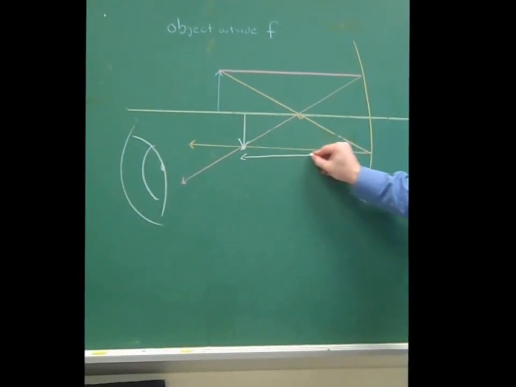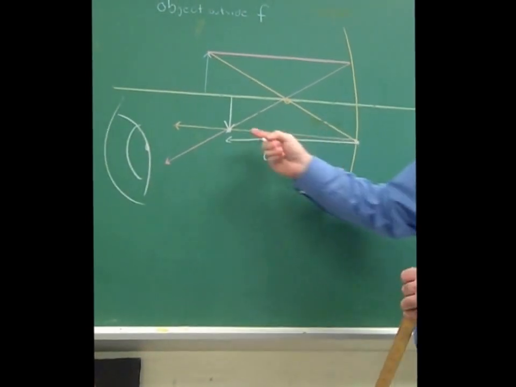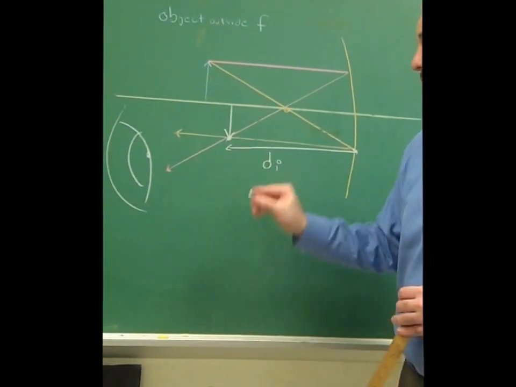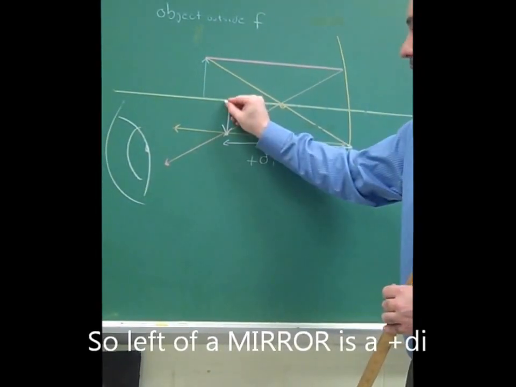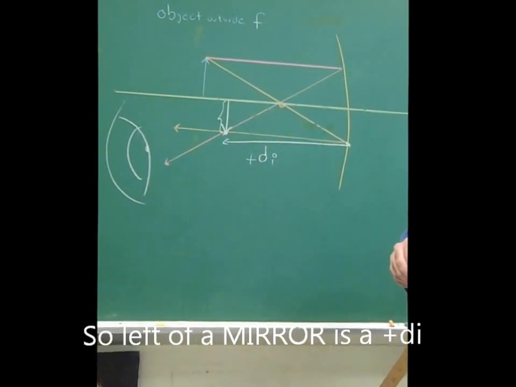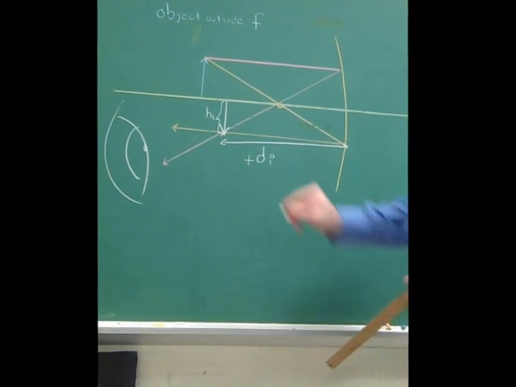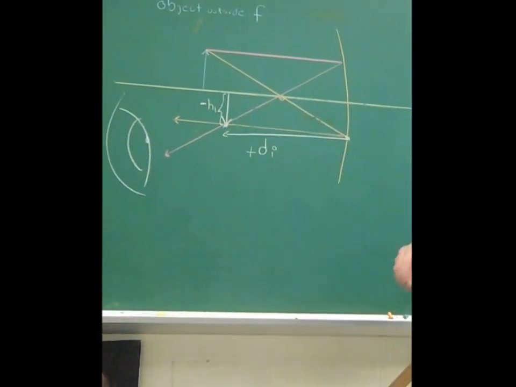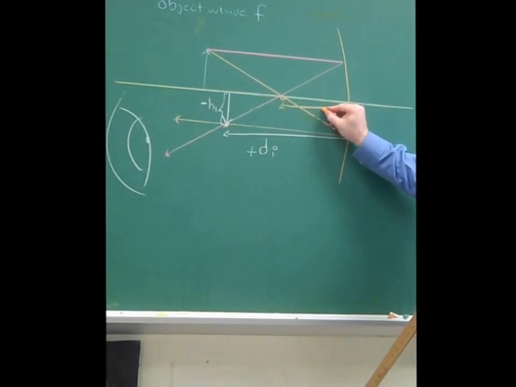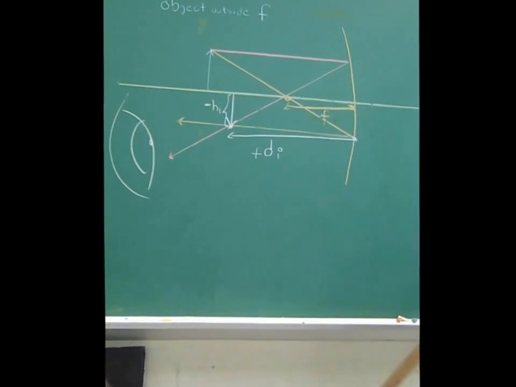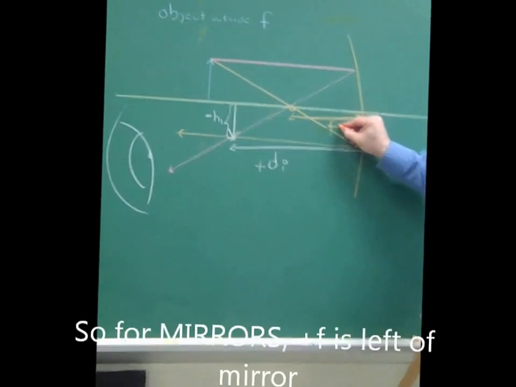This distance from the image to the mirror, I'm going to call di. And since this is in front of a mirror, that means this is a positive value. This height of the image from the principal axis is going to be hi. And since it is upside down, it's going to be a negative value. This distance from the focal point to the mirror is f. And since this kind of mirror combines light, it's going to be a positive value.